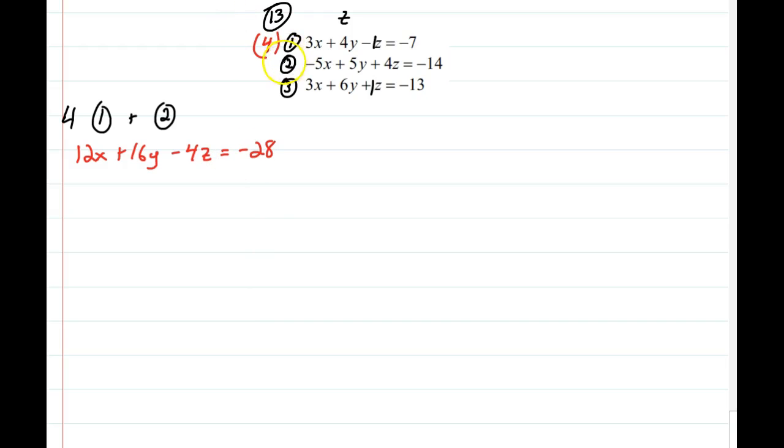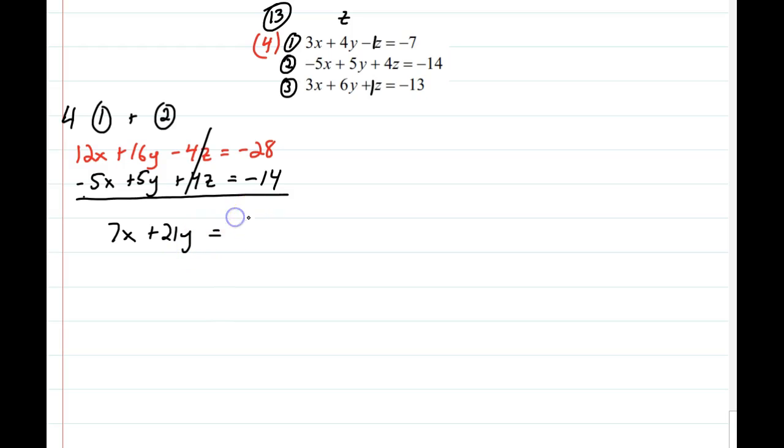And I'm not doing anything to the second equation, so I just rewrite it. Negative 5x plus 5y plus 4z equals negative 14. So my z's go away, and so I get 7x plus 21y equals negative 42. And we'll call this equation 4.